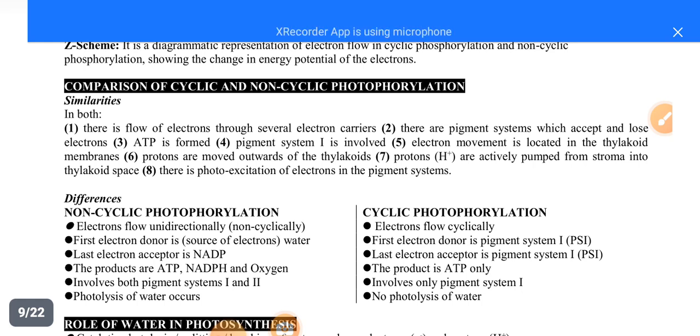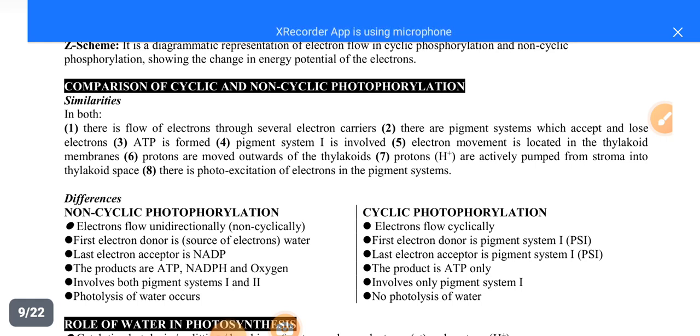the word both. For example, our first similarity here, we are saying in both there is flow of electrons through several electron carriers, as we have seen above there. Our second point is that in both there are pigment systems which accept and lose electrons. When we talk about pigment systems, we looked at them. Those are photosystem 1 and photosystem 2. Then our third similarity is that in both ATP is formed.